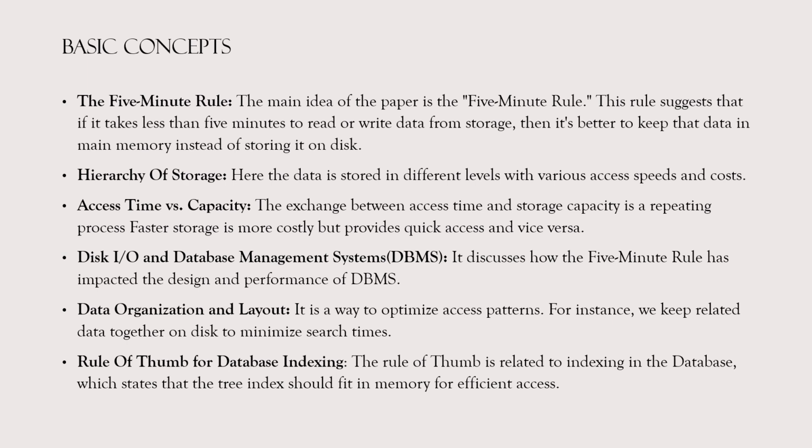This will decide which data should be kept in the memory and which data should be stored on the disk, which is nothing but the 5-minute rule. It will decide data organization and layout. It is a way to optimize the access patterns. For example, we keep related data together on the disk to minimize the search times, in order to minimize the access times, which means that if you are going to access it several times, then the data should be stored in the memory rather than on the disk.